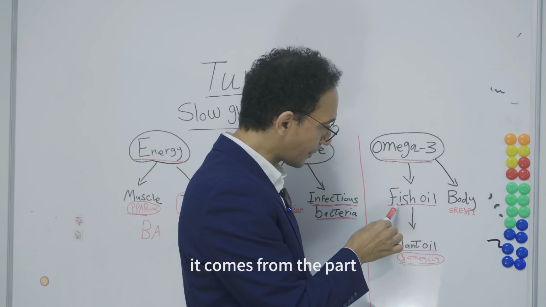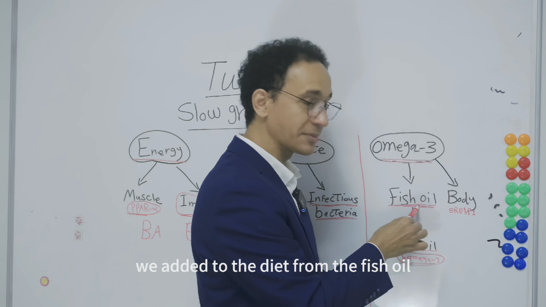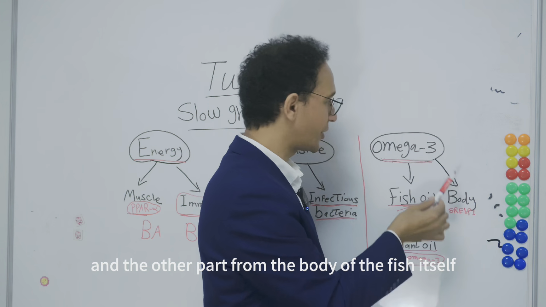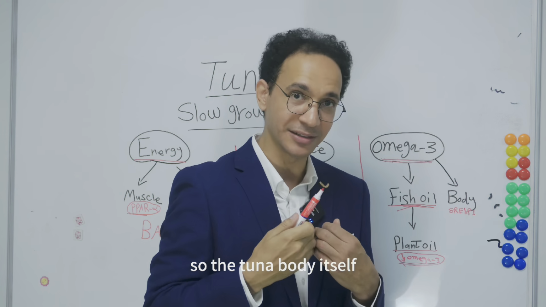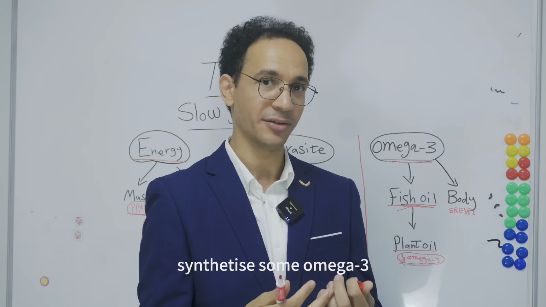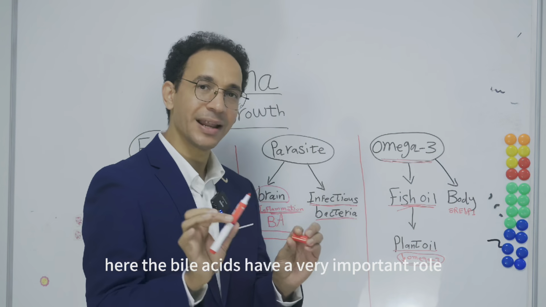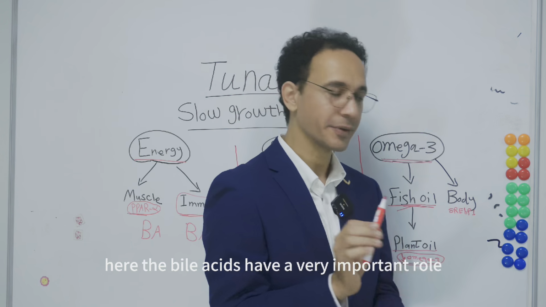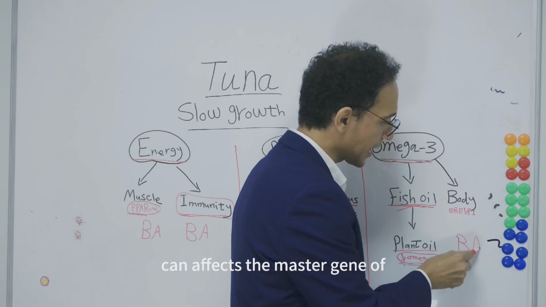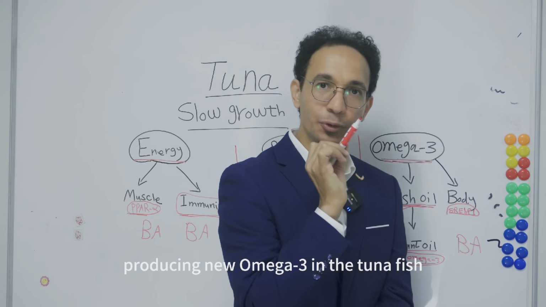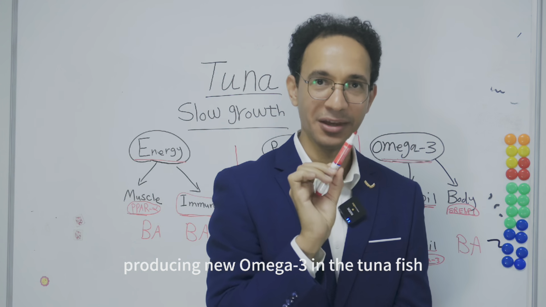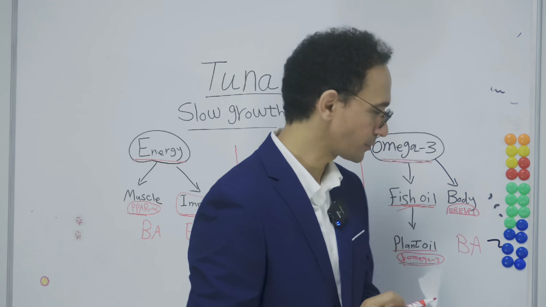It comes partly from what we added to the diet from the fish oil, and the other part from the body of the fish itself. So the tuna body itself synthesizes some omega-3. Here the bile acid has a very important role. Bile acid here can affect the master gene of producing new omega-3 in the tuna fish.